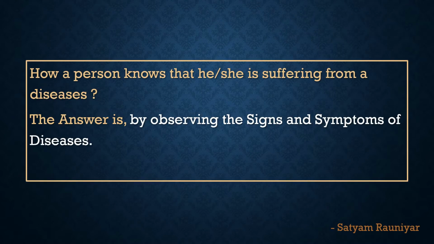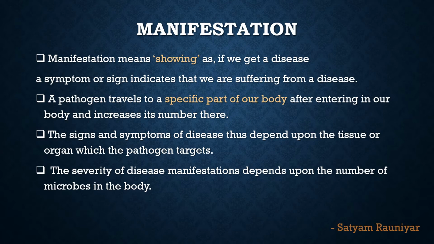How does a person know that she is suffering from a disease? The answer is, by observing the signs and symptoms of the disease. Manifestation means showing, as if we get a disease, a symptom or sign indicates that we are suffering from a disease.